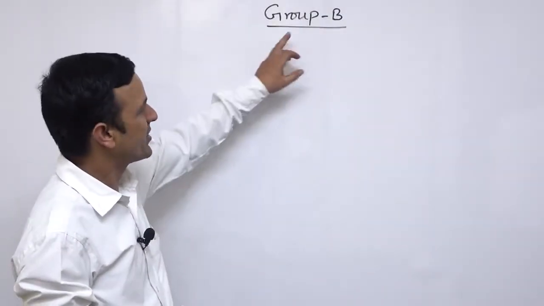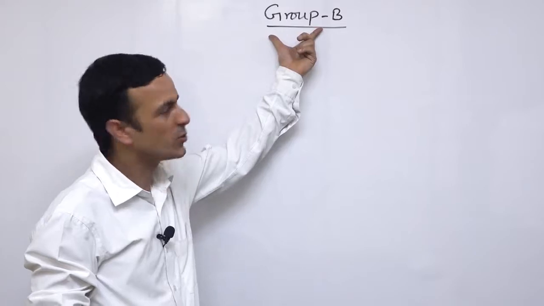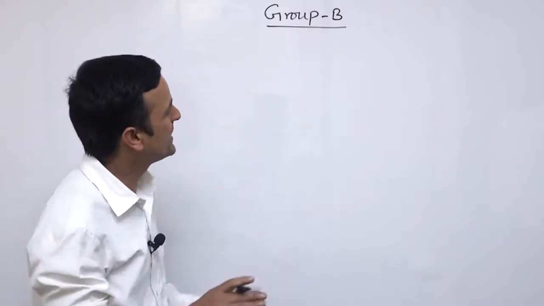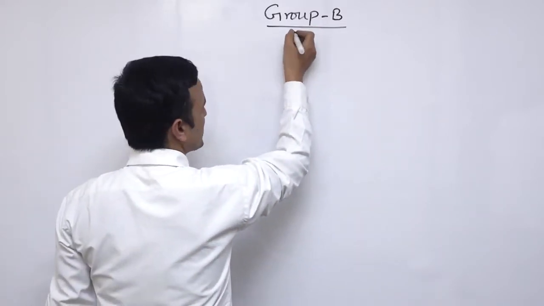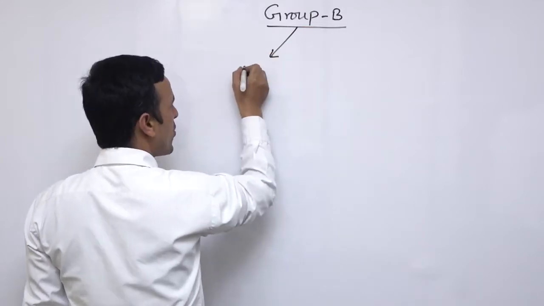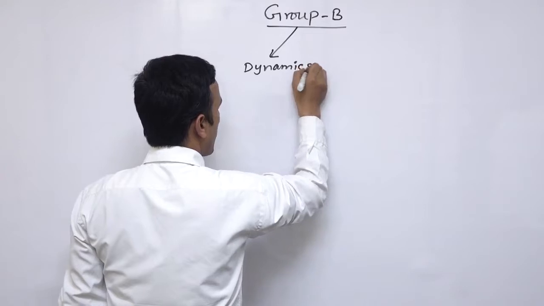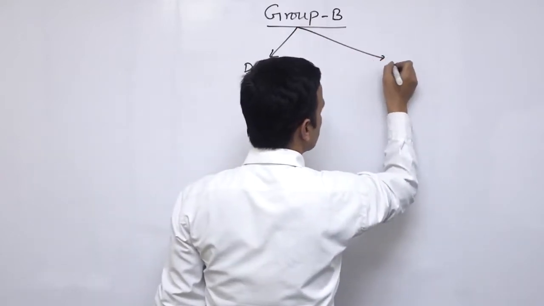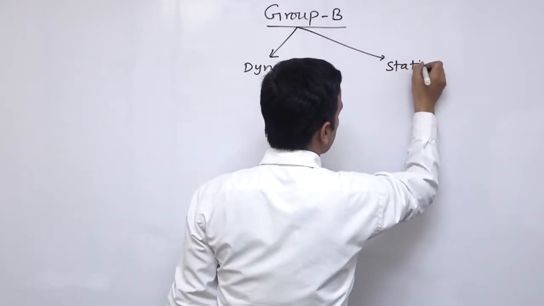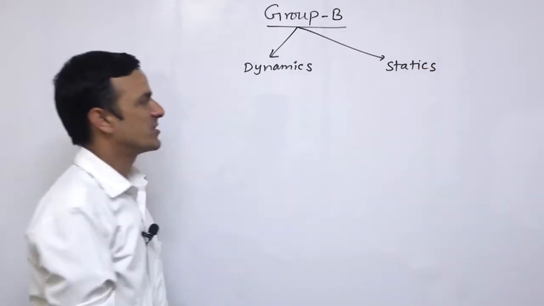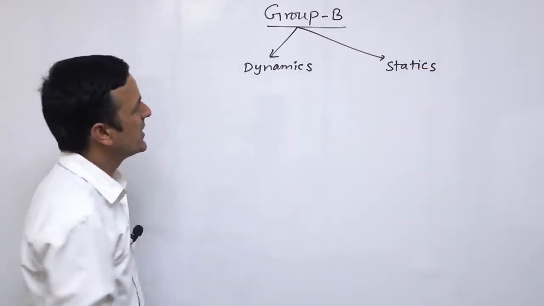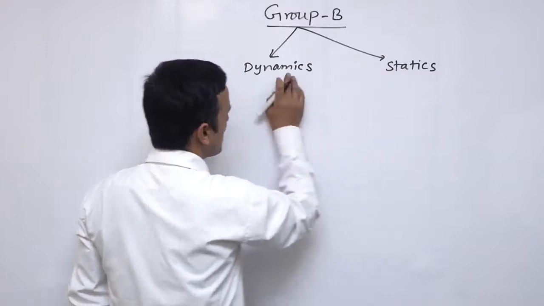This is the grade 2 topics. We have to study group B. And in group B, there are two topics. So one is dynamics and another topic is statics. Two parts, two portions are to be studied. These are different topics.